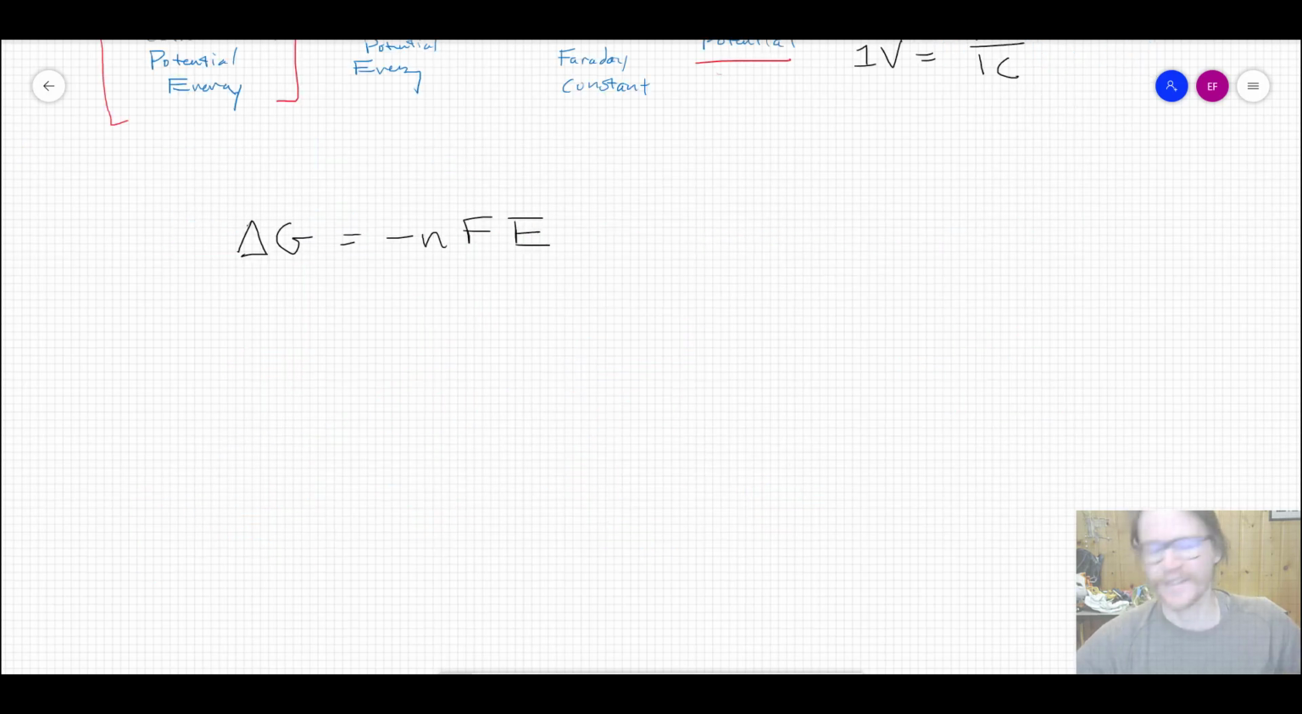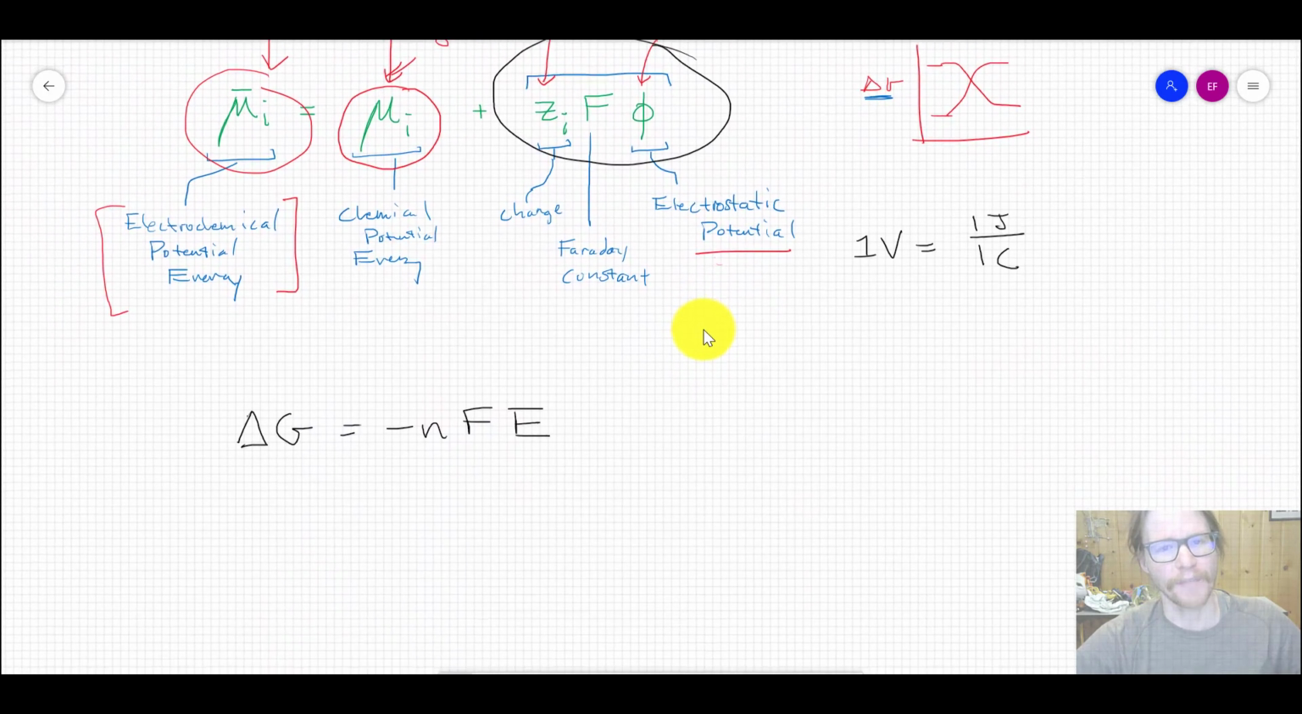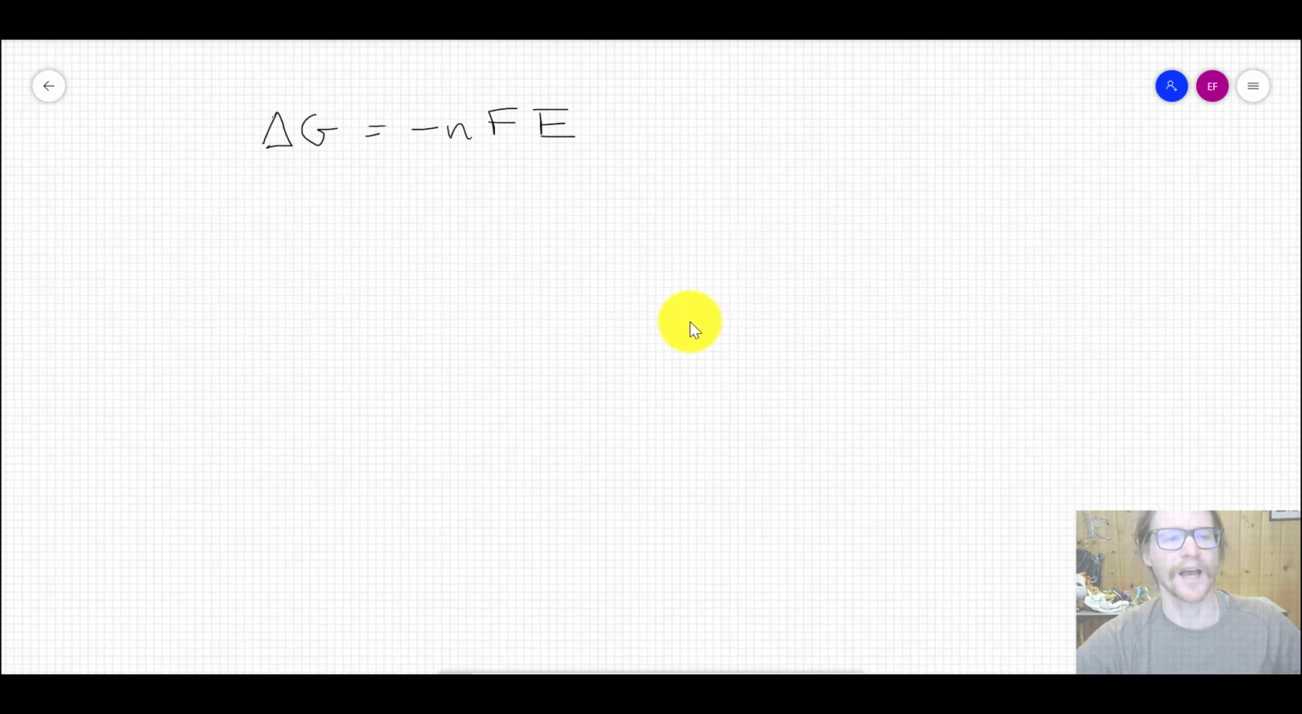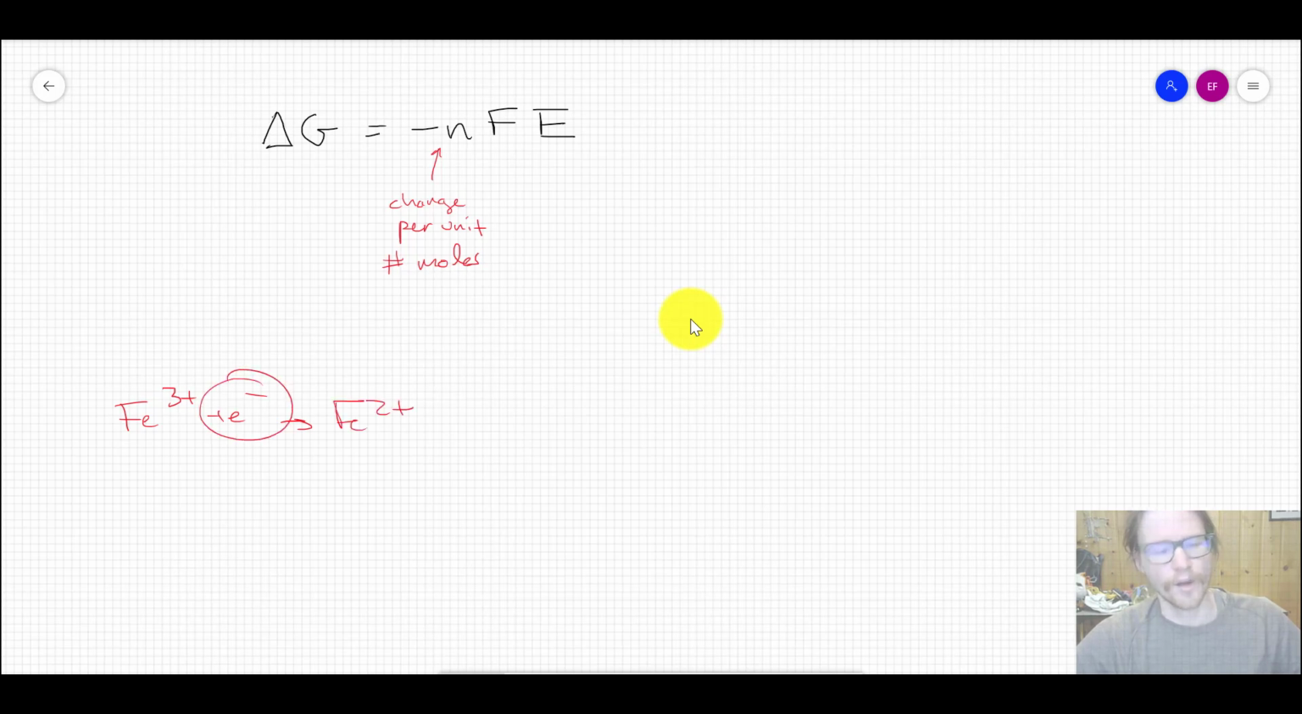From a macroscopic sense, what all of this means here, or how that manifests if we're thinking about bulk, macroscopic changes, it simplifies into this expression. So that means that the change in free energy of a system is then related to the minus nFE here, n being the absolute charge per unit, or the number of moles is another way to think about that, the number of moles in a stoichiometric reaction. So if you've got something like iron 3 plus and an electron proceeds to iron 2 plus, in this case it's the number of moles in a stoichiometric conversion. So this n would be just 1 in this case.